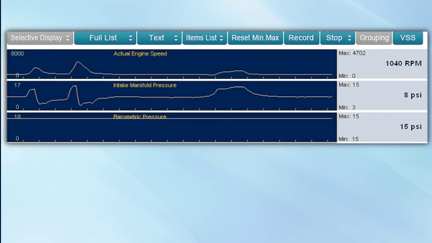In the example shown here, the MAP sensor data is being monitored in a graph output. If you were diagnosing a drivability concern, you could verify that the circuit is functioning properly without having to check the circuit with a digital multimeter.